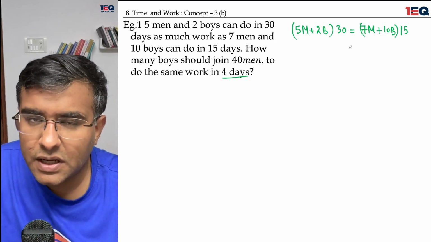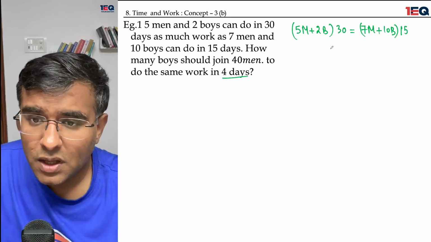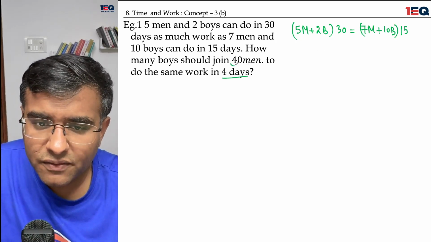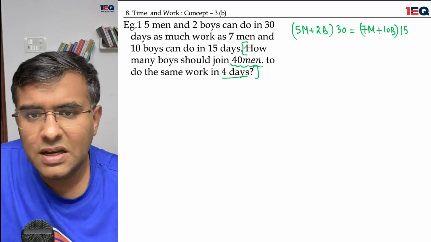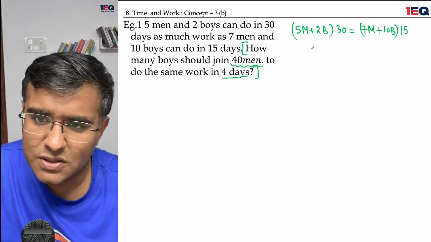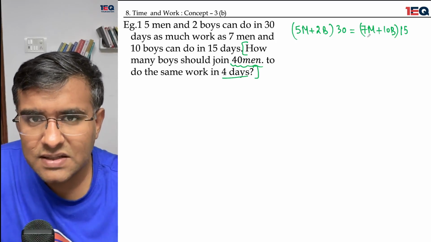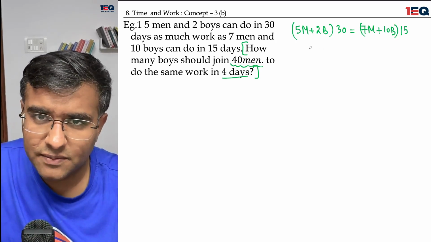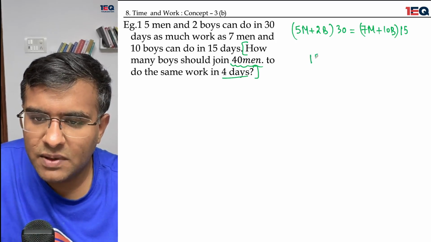Let me first figure out what is the efficiency of men and boys alone, what is the total work, and then the kind of data which is being asked over here. We are going to figure out this thing in the end. Let me do my basic job first. 5 men plus 2 boys can do some work in 30 days. Similarly, 7 men plus 10 boys can do the same work in 15 days. Cool. So 30 multiplied by 5 is 150 men.